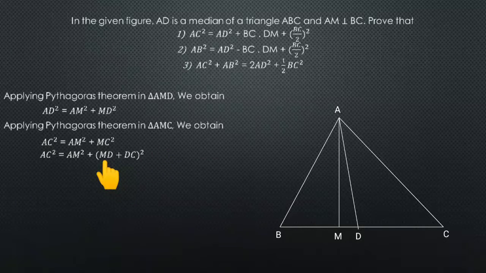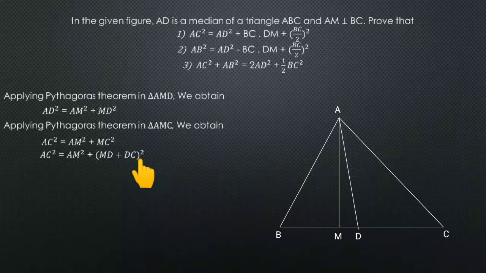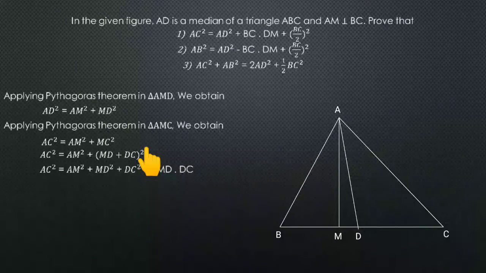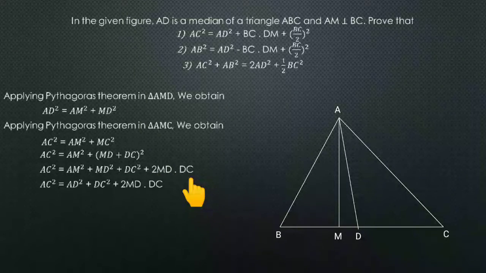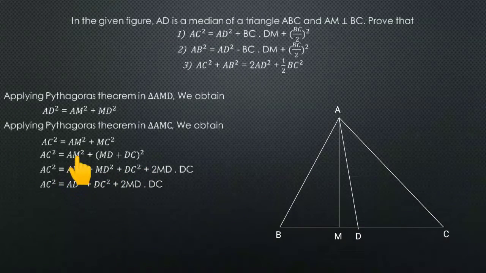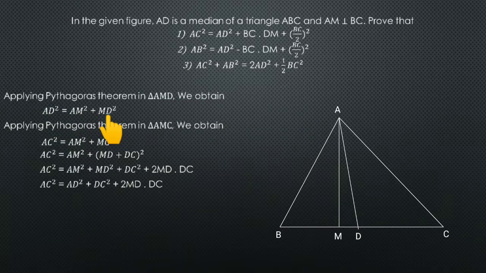Now simplify this term, MD plus DC whole square. Therefore AC square is equal to AM square plus MD square plus DC square plus 2 times MD into DC. Now we know that AD square is equal to AM square plus MD square, so instead of AM square plus MD square we can write AD square plus DC square plus 2MD into DC.